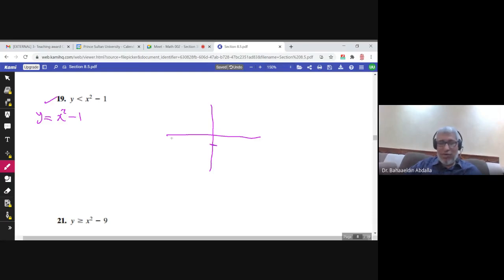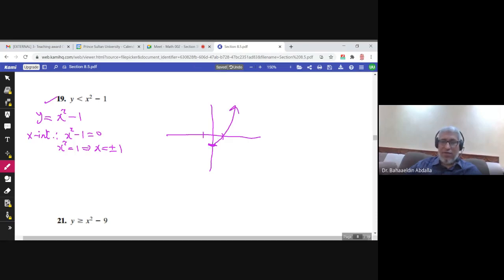So what would be the x-intercepts? If you want to find the x-intercepts of this parabola, you put y equals 0, so x squared minus 1 equals 0, then x squared is 1, and x would be plus or minus 1. So the x-intercepts are 1 and -1, and the vertex is 0, -1.